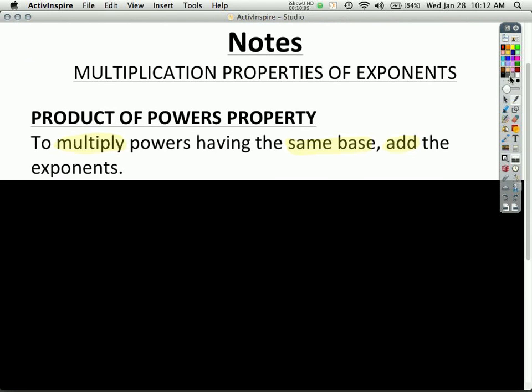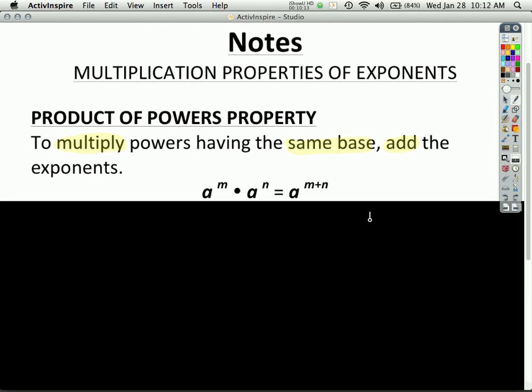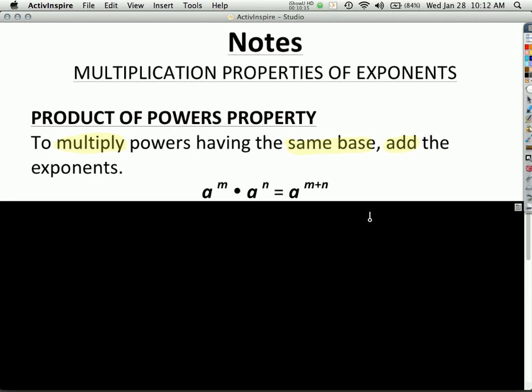So, here is what I'm talking about. In a very generic sense, a very broad overview: a to the m times a to the n equals a to the m plus n. That's like speaking a foreign language, but it actually makes perfect sense.